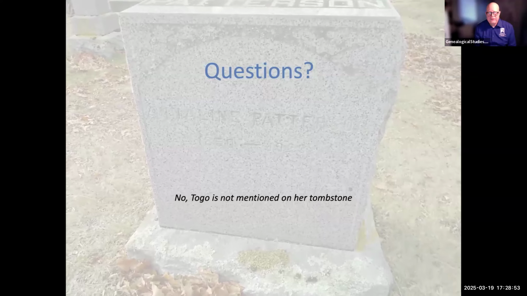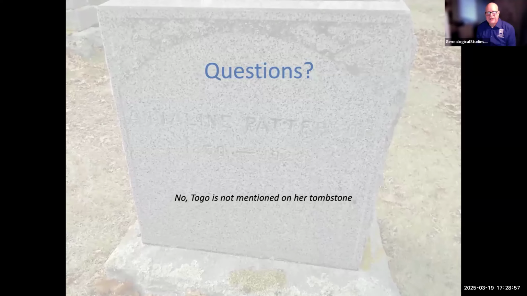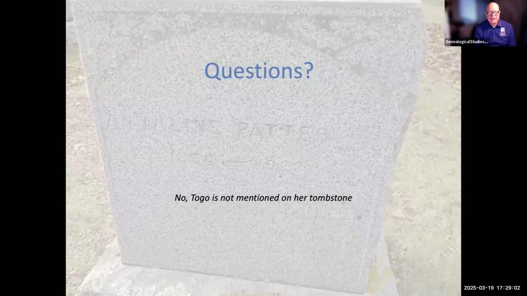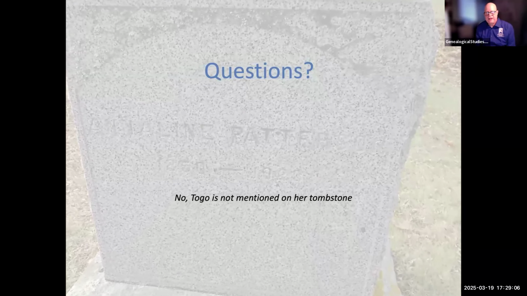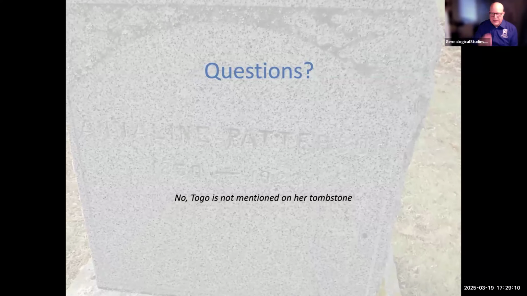Now, I don't know if you have connections or questions, but if you do, there's Annalene Patterson's tombstone. I do not see Togo mentioned on the tombstone, although if Annalene's instructions were followed, Togo's down there somewhere. So hats off to Togo.